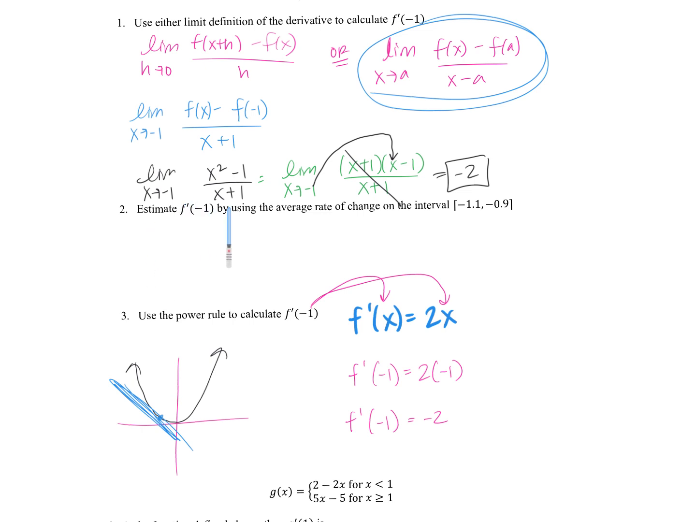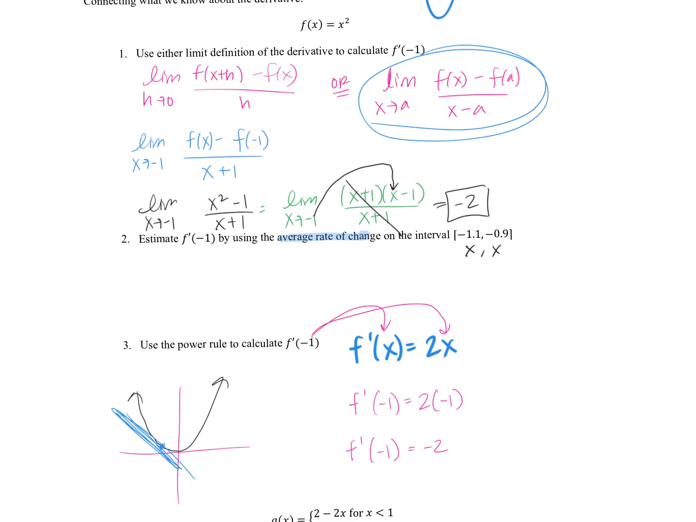Estimate the slope when x is -1 using the average rate of change. You guys, average rate of change, just slope. It's just slope over this interval from -1.1 to -0.9. That is from an x to an x. Those are both x values. That's from a point on the x-axis to another point on the x-axis. So how would I find that average rate of change? I need change in y over change in x. How am I going to find my y when x is -1.1? You know it. F of -1.1 is going to be that y.